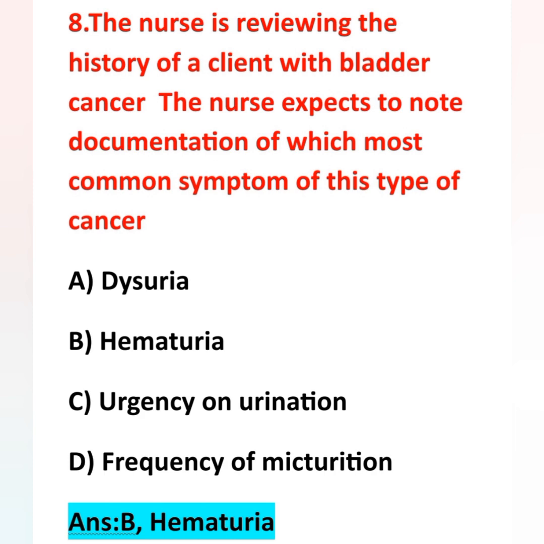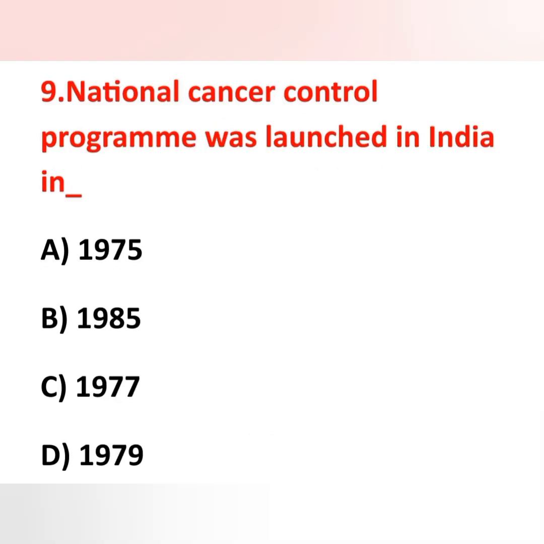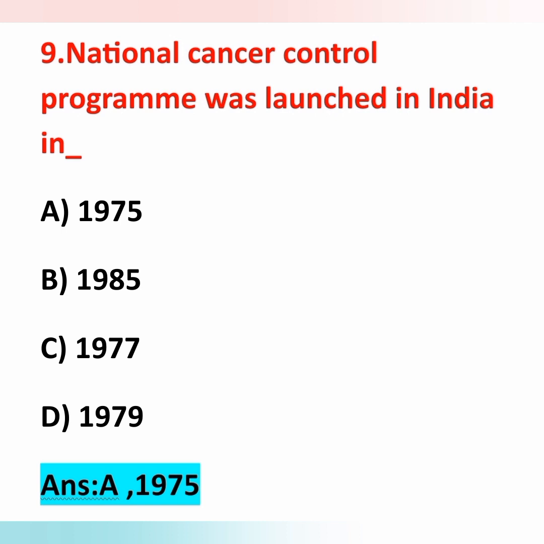And the next question, question number 9. National Cancer Control Program was launched in India in the year. Options are option A 1975, option B 1985, option C 1977, option D 1979. National Cancer Control Program was launched in India in the year 1975. Option A is the correct answer.